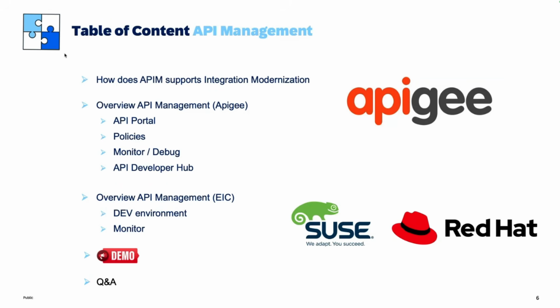After that, we will shift our focus to the edge integration cell and take a look at how API management works in a decentralized, local, or even a hybrid runtime environment. We will walk through the development environment and monitoring capabilities there as well. As you can see here in the slide, SUSE and Red Hat cover the on-premise part of the edge integration cell, but there's also the possibility to deploy artifacts in your private cloud, like in Azure or AWS or Google.